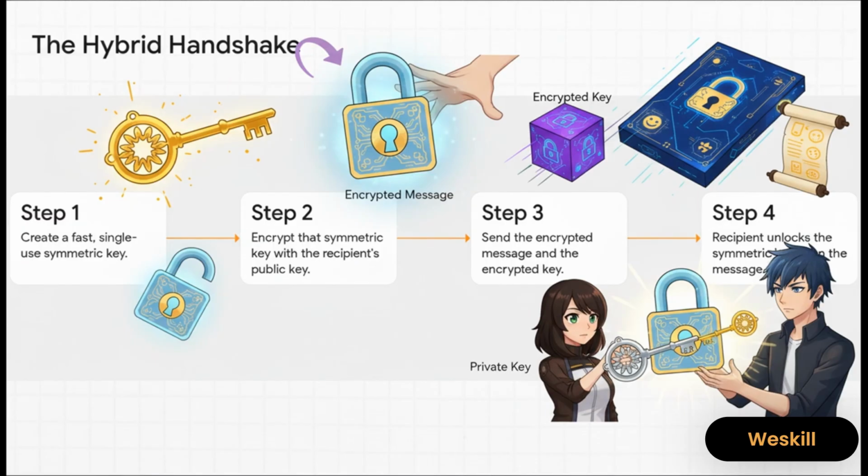First, a brand new, temporary symmetric key is created just for this one message. Second, you take that tiny symmetric key and encrypt it using the recipient's public key, that open padlock. Third, you send both things together, the big, symmetrically encrypted message and that tiny, asymmetrically encrypted key. And finally, the recipient uses their private key to unlock the symmetric key, and then they use that fast key to unlock the actual message.